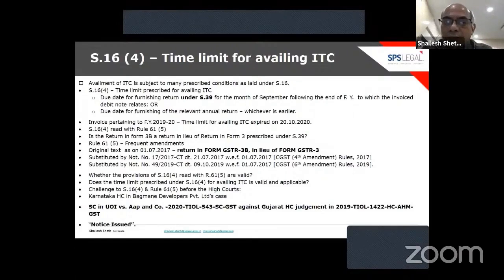The question here is that if 3B is not a replacement of 3, or is not in lieu of 3, then my September 20 return, which I filed yesterday, or for which the last date was yesterday, is only for 3B, not for the return GSTR 3 under Section 39. And GSTR 3 is not even operative today. It is under suspension. That being the case, the question of applying Section 16(4) does not arise at all.